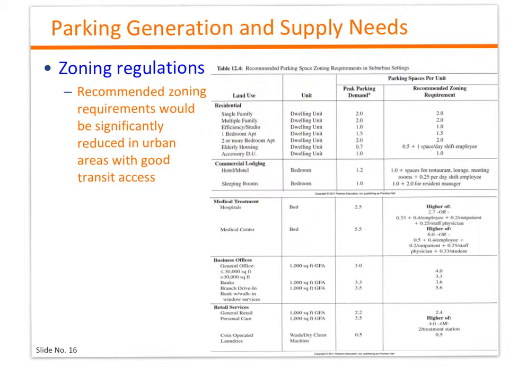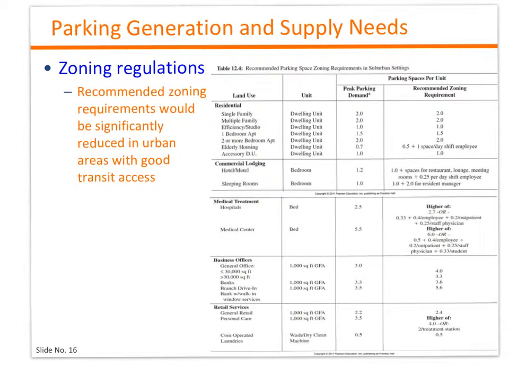Same thing when it comes to business offices. For any general office which is less than 30,000 square feet, the typical unit again is 1,000 square feet GFA, and the parking demand at the peak time is 3, while the recommended zoning requirement is about 4 in this case.